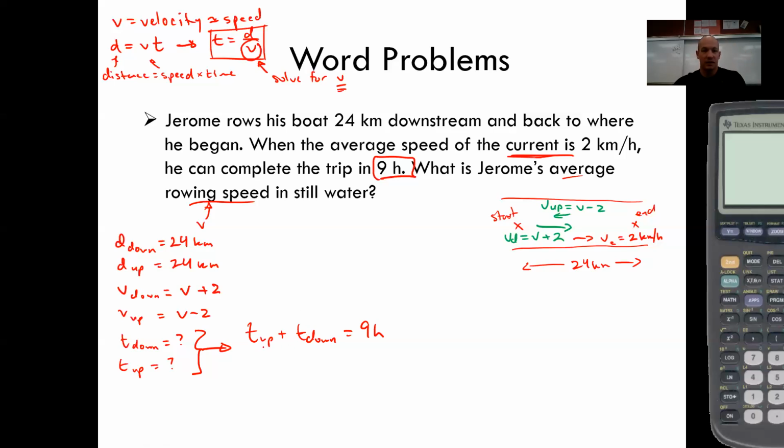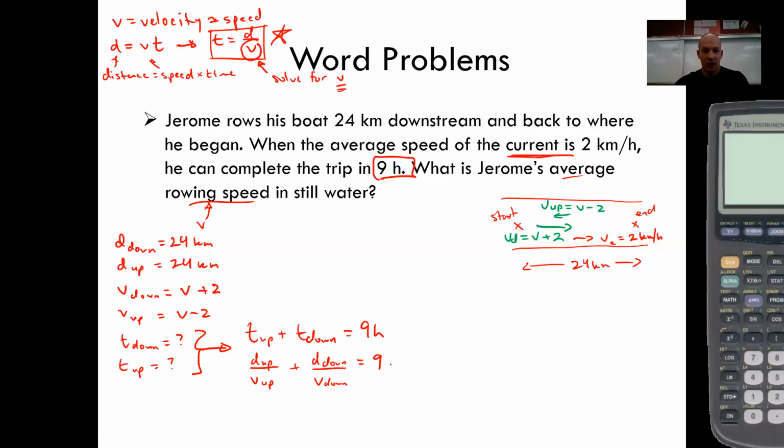We know that the time up and the time down equals 9 hours, but we're looking for the average rowing speed. So this is where this equation up here is going to be really handy. We can say that the distance you travel going up over the velocity you travel going upstream is the same as the time, right? So T is D over V. And we can do something similar here where we say D down over V down equals 9. I'm going to ditch the hours just because I don't want to deal with units right now.